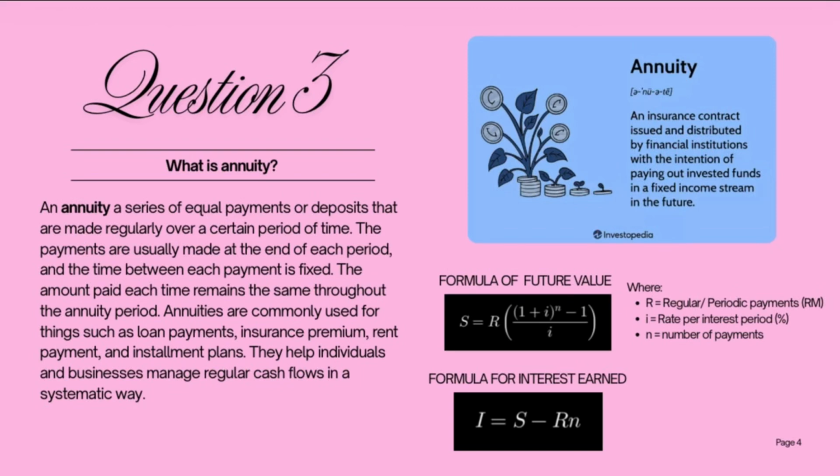Next, this is the formula for the future value of an annuity. This formula is used to calculate the total accumulated value of regular payments, including the interest earned over time. S equals the future value, R equals the regular periodic payment, i equals the interest rate per period, and n equals the number of payments. Lastly, the formula for interest earned is I equals S minus Rn. In this formula, I represents the interest earned, S represents the future value, and Rn represents the total amount deposited. The formula calculates the total interest earned by subtracting the total amount deposited from the future value.